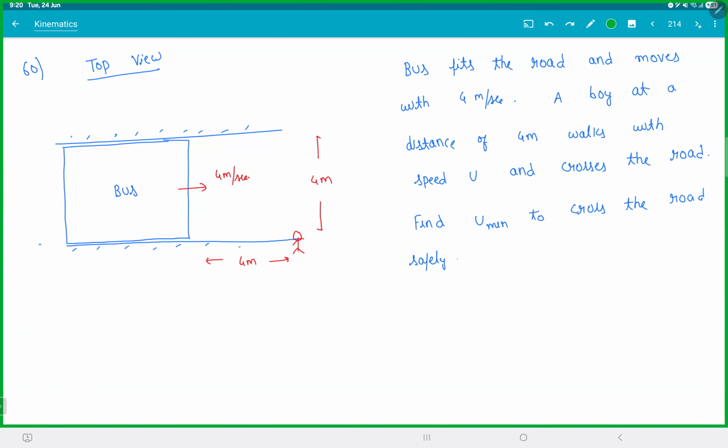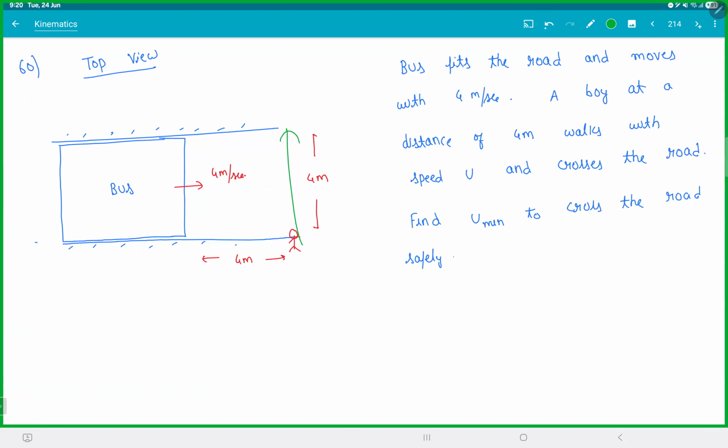Yeah, if he goes straight, then the answer is 4. You can actually go slower than that and still cross the road safely. The most common mistake is that people assume he is going straight, which is not necessary. How will you approach? Try.